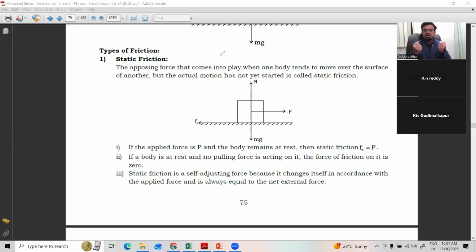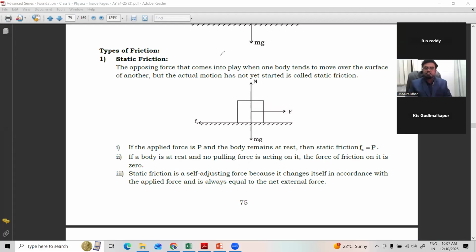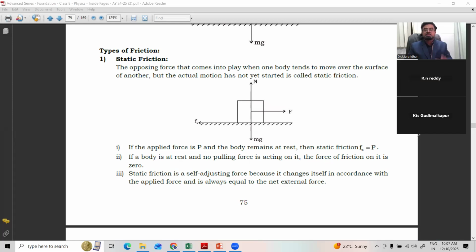Suppose muscular force is there. We can apply it and you can see how much force we are applying. Electric force is there. We can measure it by some meters. Magnetic force is there. We can measure it. But we cannot measure the frictional force. We can only experience the frictional force. Such friction is classified into three categories. One is static friction.